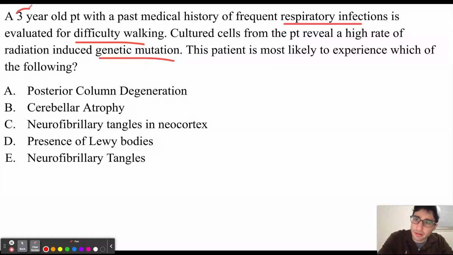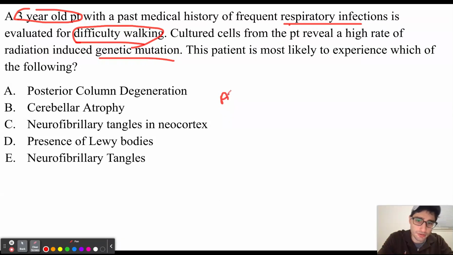Now, we have a 3-year-old patient who has been experiencing frequent respiratory infections. So, this kind of tells us that there's some sort of immune deficiency going on. Patient has also been experiencing difficulty walking and also has high rates of genetic mutations. Now, these symptoms should remind you of a disorder called ataxia-telangiectasia.